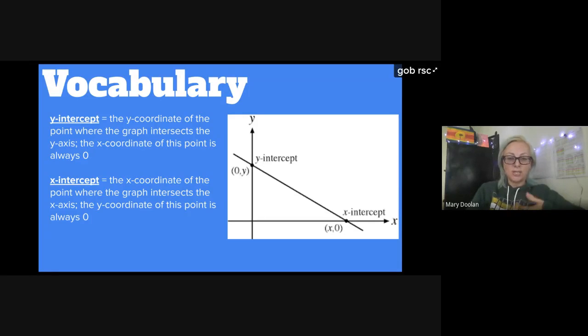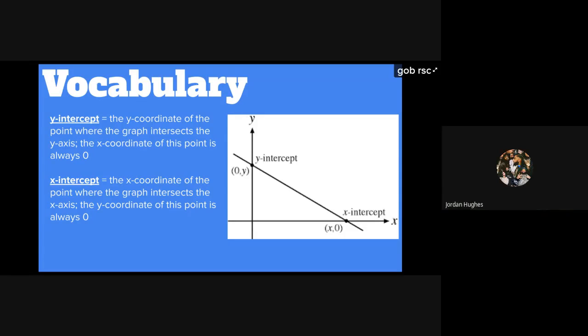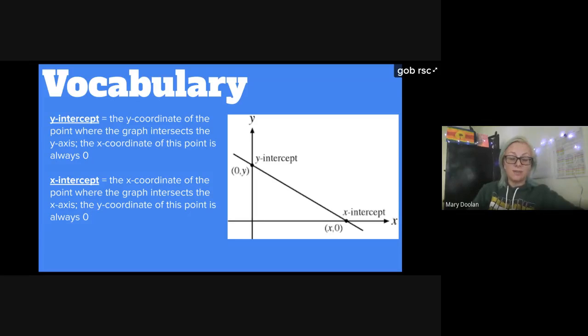So if you think about the word intercept, maybe think about football. If your quarterback throws an interception, it gets intercepted. There's like a meeting between the opposite team and the football. So maybe this is the path of a football and the other team is the axis. So the y-intercept is where it crosses, where it intercepts, or the x-axis where it intercepts.